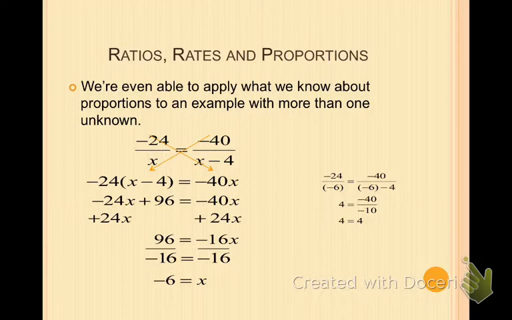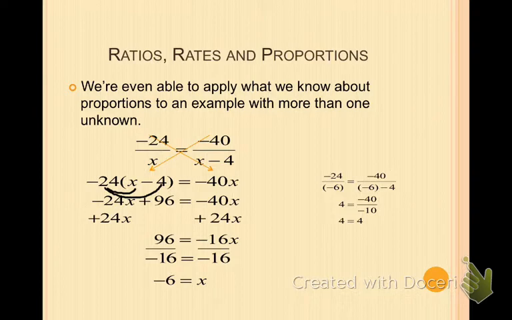So when we do our cross products here, negative 24 times x minus 4, that negative 24 belongs to the entire x minus 4, and we need to make sure that we distribute it to both pieces there. So we need to make sure that we end up with negative 24 times x, which would give us negative 24x, and negative 24 times negative 4, which would give us a positive 96. And then our other cross product is going to give us negative 40 times x, which would just be negative 40x.